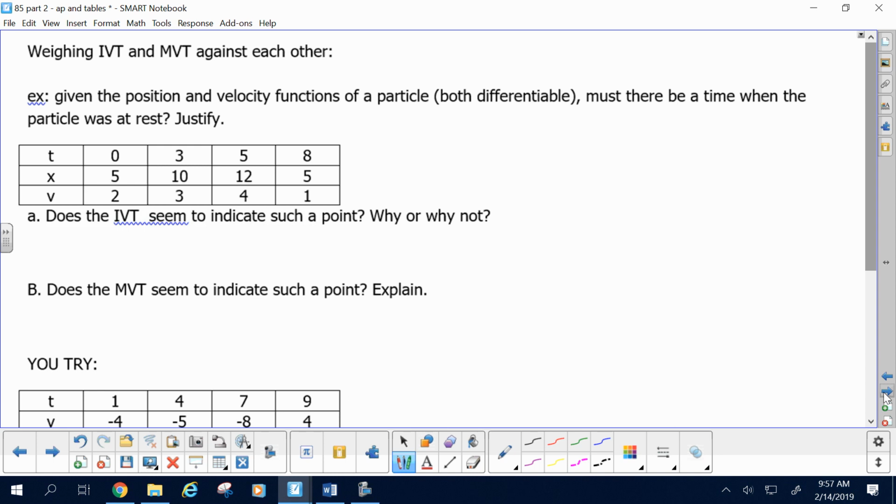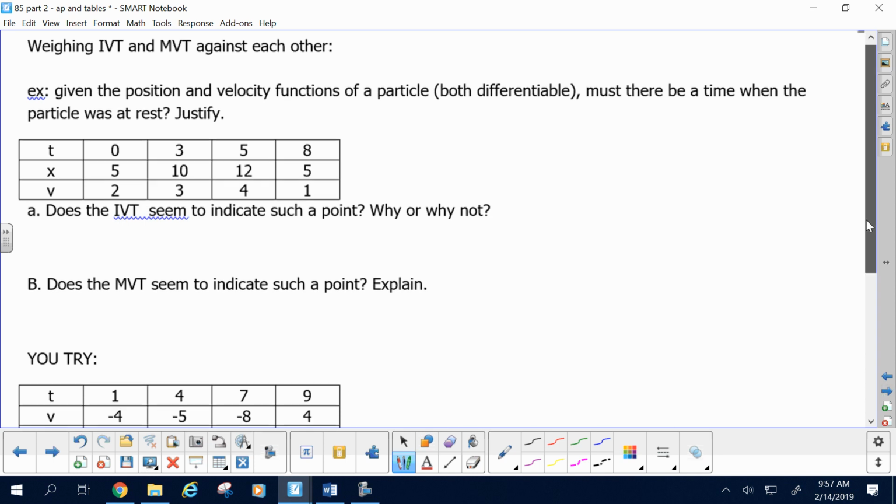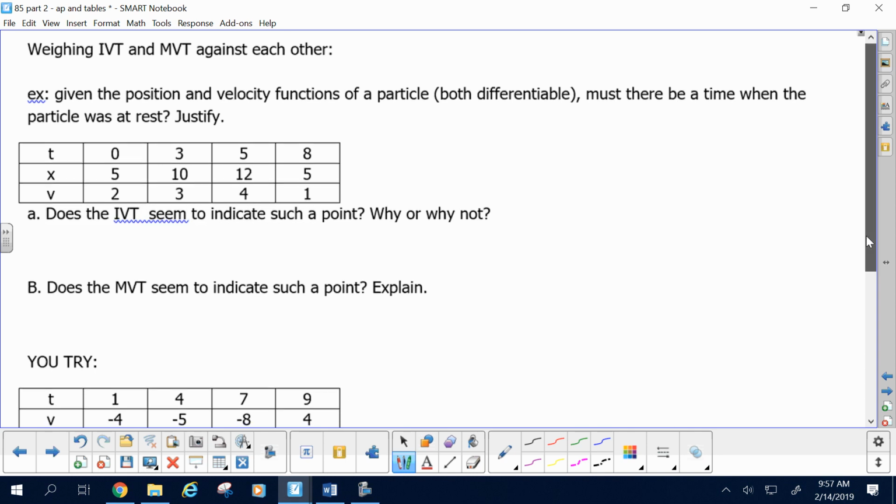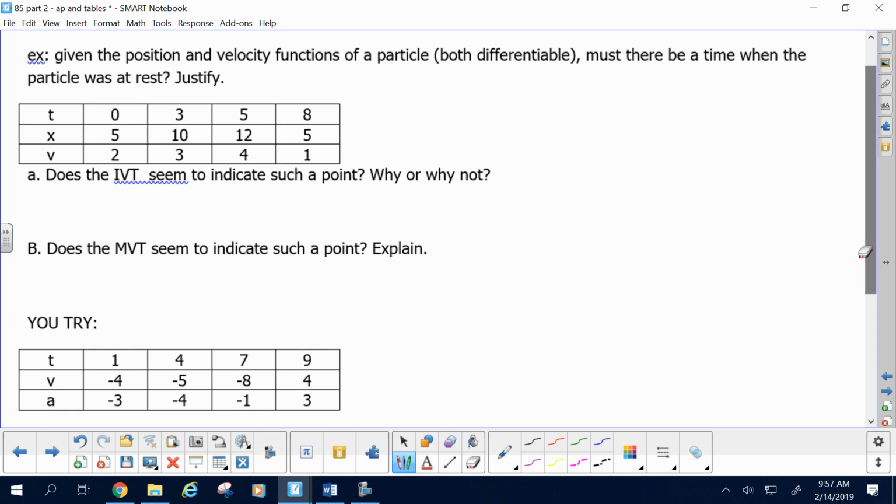Okay. We're getting there. We're almost done. Sorry, I'll stop yapping in a second here. So sometimes I'll throw IVT and MVT together in interesting and fun ways. Given the position and velocity functions, both are differentiable. Must there be a time when the particle is at rest? Justify. All right, now this is a classic trap problem.